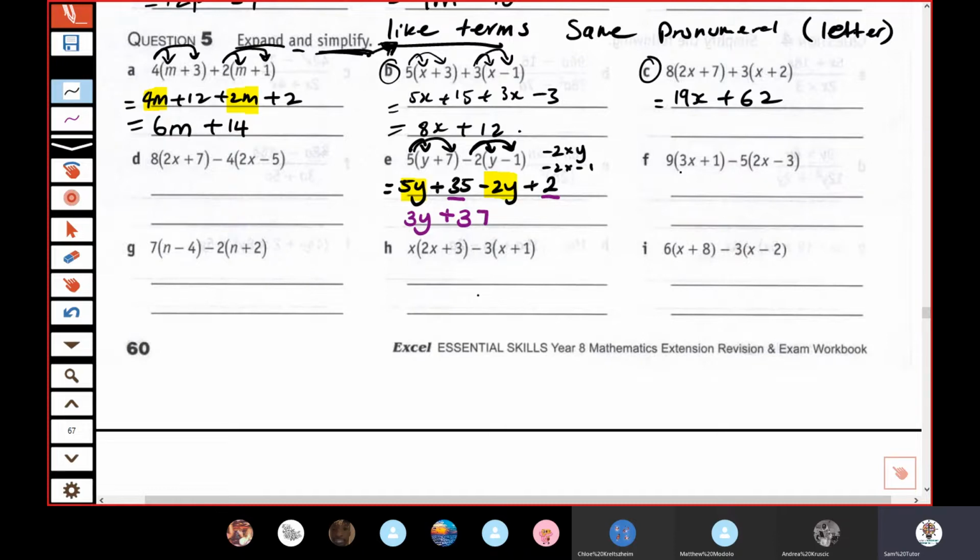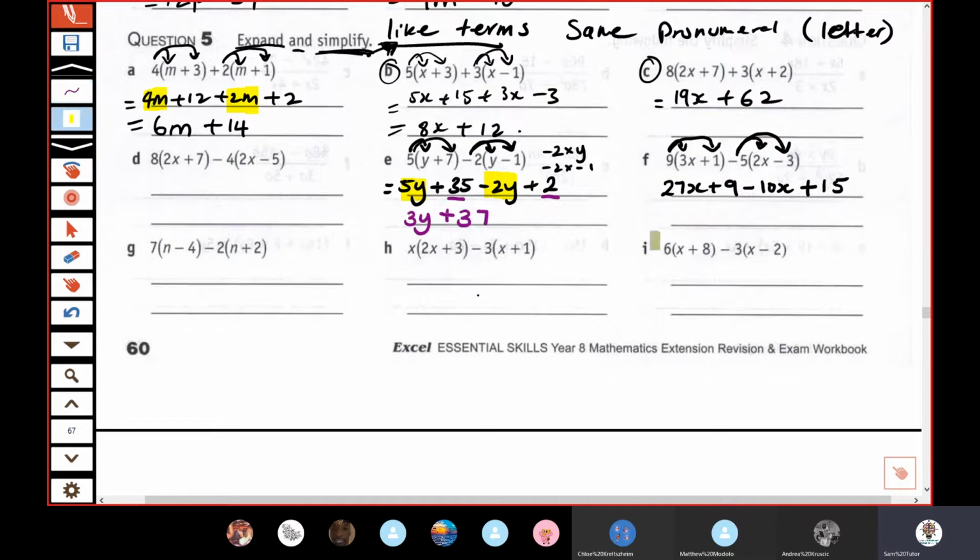Yes. Let's do it. We're going to do F. So again, let me know if you guys are having problems with the first step. 9 times 3x. 9 times 3x is 27x. 9 times 1 is 9. Negative 5 times 2. Again, just do 5 times 2 is 10, and then negative 10x. And then do it again. Negative 5 times negative 3. Negative, positive. 5 times 3, 15.